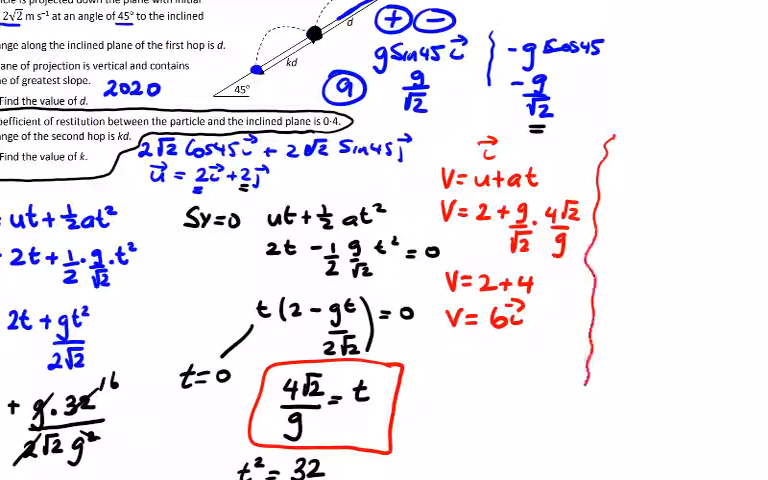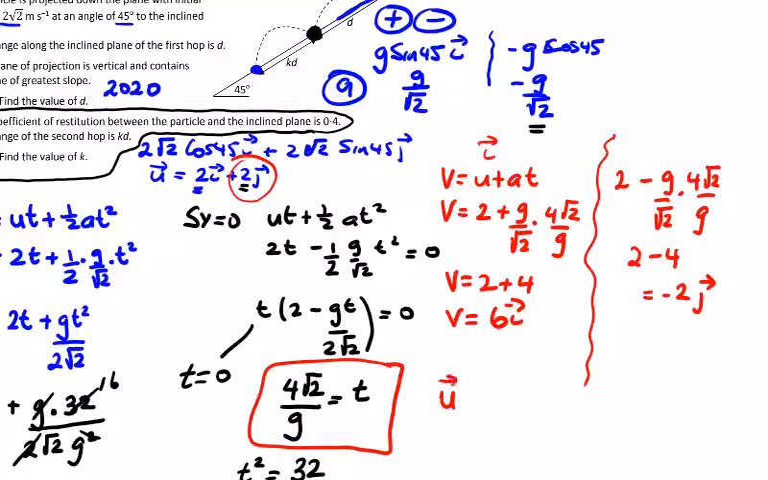For the j, we're also going to have 2 to begin with, and then it's minus g over root 2 times the same time, 4 root 2 over g. So we're going to have 2 minus 4 on this side, which is equal to minus 2j. So my new velocity vector is equal to 6i minus 2j.